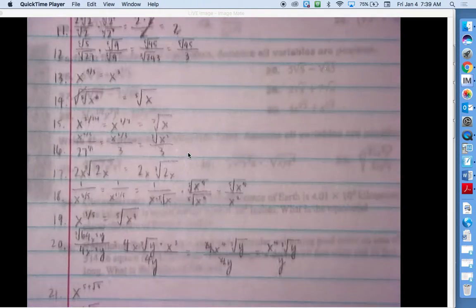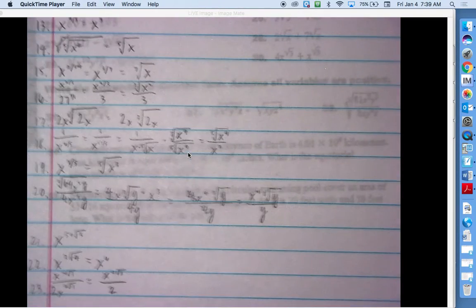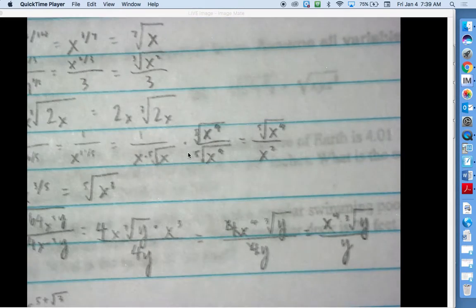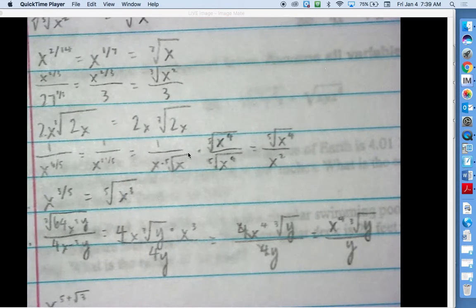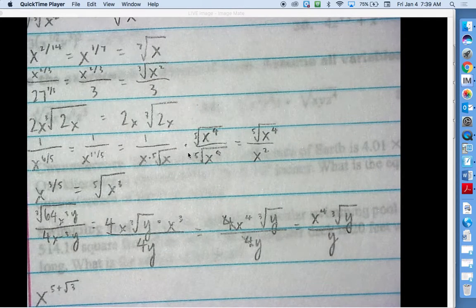See if we can get your Zoom into just on your problem. So number 20, and it's the cube root of 64x to the third y over 4x to the negative third times y. So the cube root of 64 and x would be 4x, and then you get the cube root of y at the top.